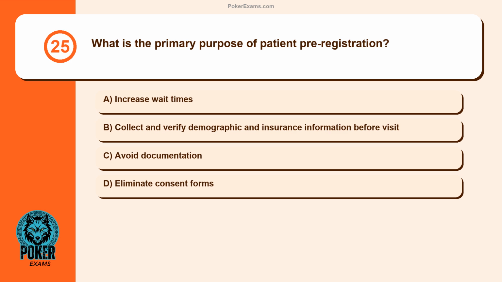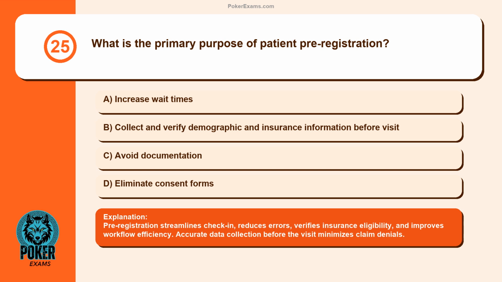Question 25. What is the primary purpose of patient pre-registration? Increase wait times. Collect and verify demographic and insurance information before visit. Avoid documentation. Eliminate consent forms. Pre-registration streamlines check-in, reduces errors, verifies insurance eligibility, and improves workflow efficiency. Accurate data collection before the visit minimizes claim denials.